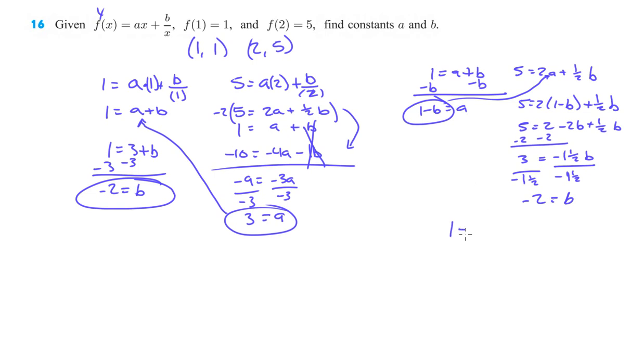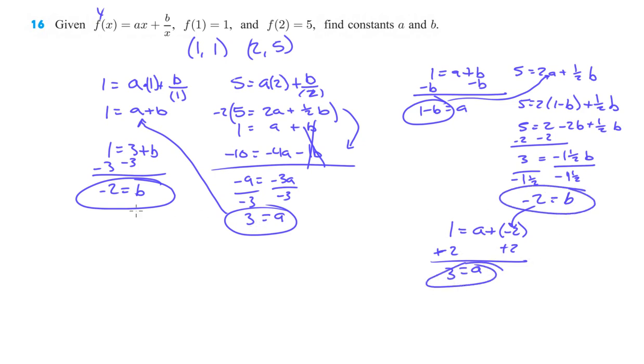So we go 1 equals a plus b, which we now know is -2. Add 2 to both sides, and we get a equals 3 that way. So either way we get a equals 3 and b equals -2.